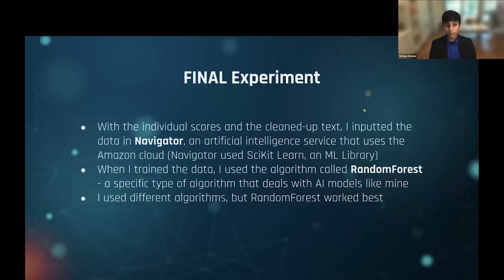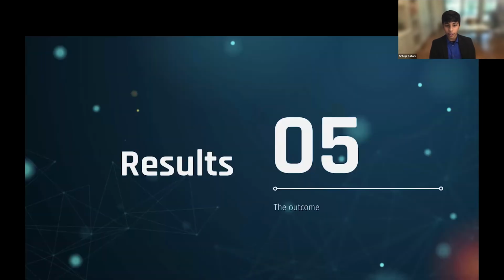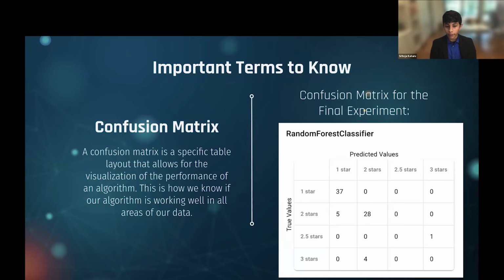So some important terms to know is confusion matrix. A confusion matrix is a special table layout that allows for the visualization of the performance of an algorithm. This is how we know if our algorithm is working well in all areas of our data. So here we see that the predicted values of 1 star are 37, and that was actually a true value. So we know that our algorithm is good at predicting 1 stars.